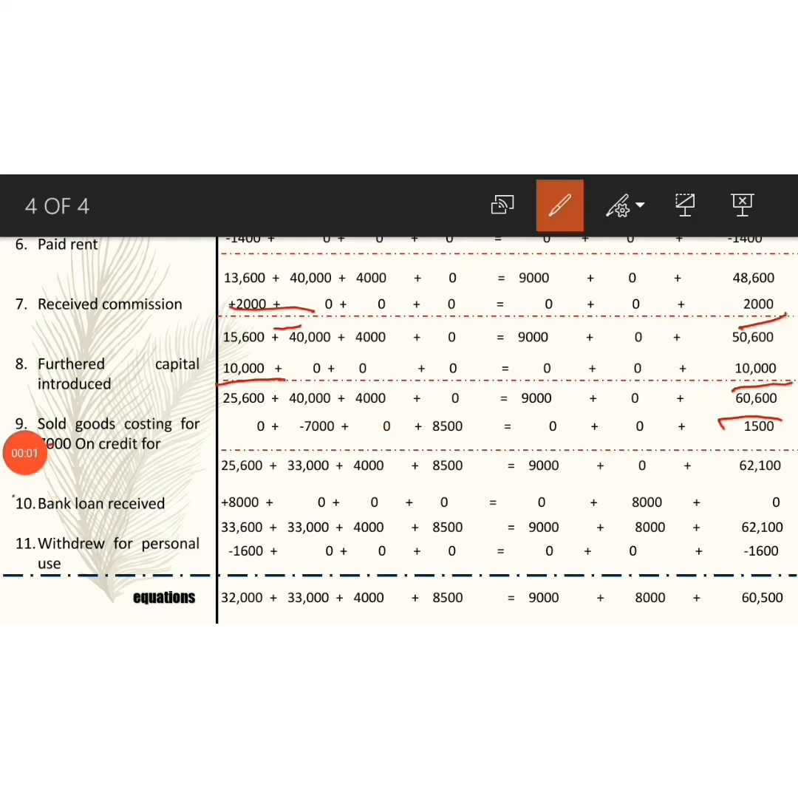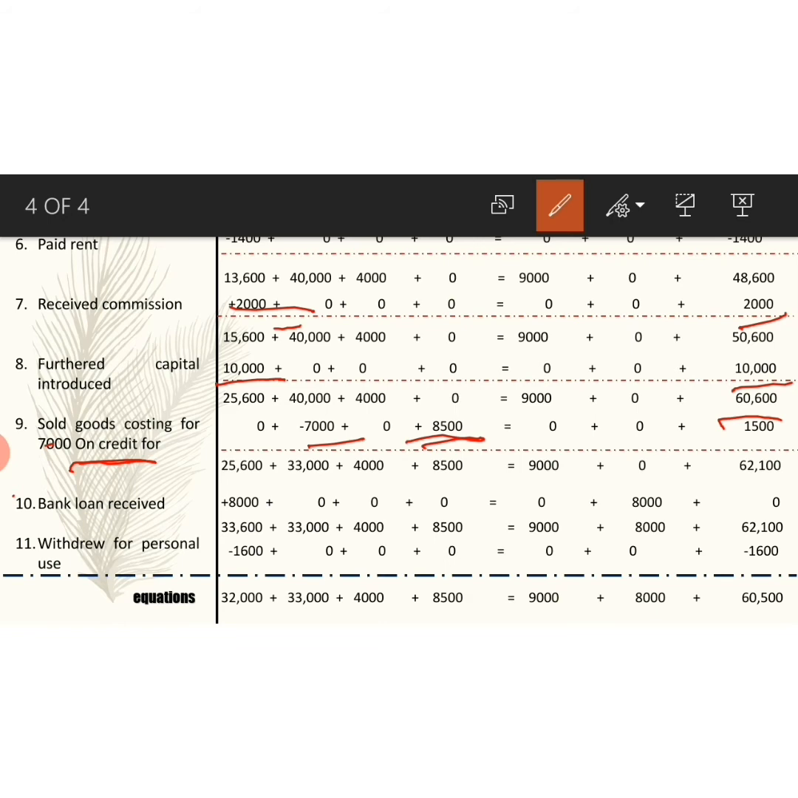The next transaction is sold goods costing rupees 7,000 for rupees 8,500 on credit. Now here he has sold goods worth rupees 7,000. That is, goods worth rupees 7,000 should be mentioned under the stock section. Again, the cash he receives for it, or the debtors, he doesn't receive cash because it is sold on credit. So the debtors will be 8,500.